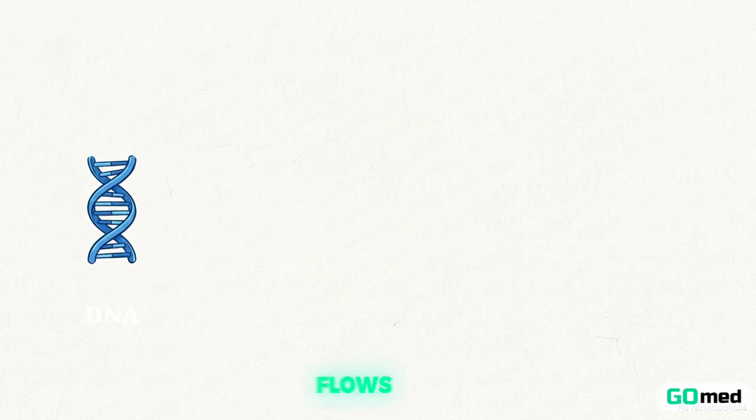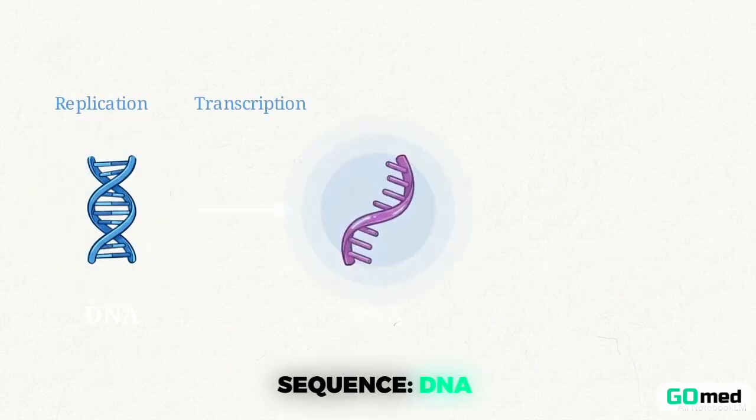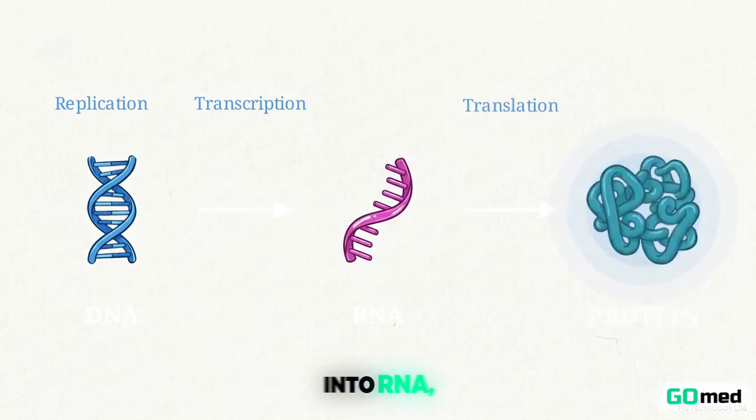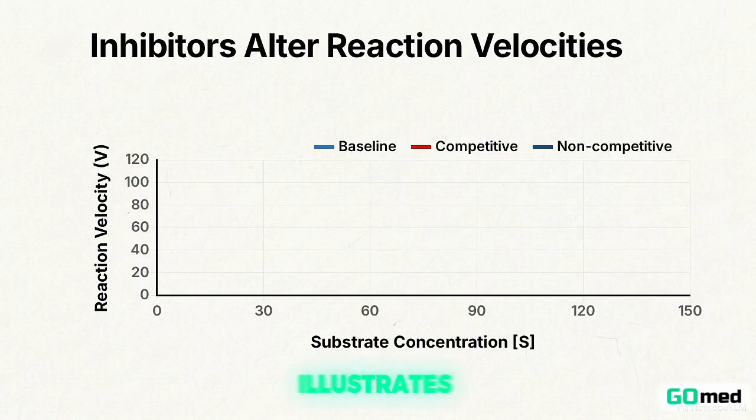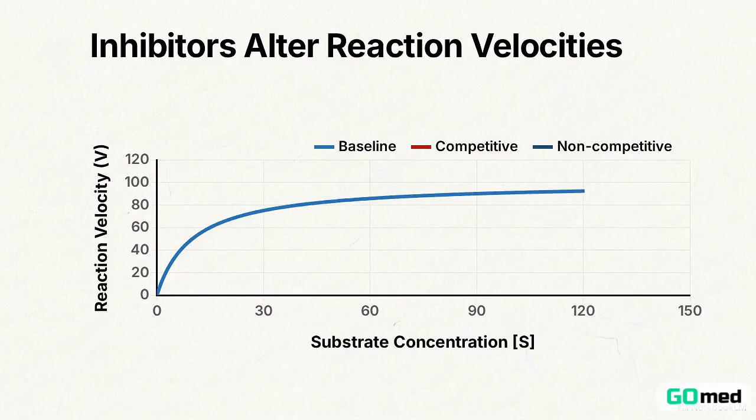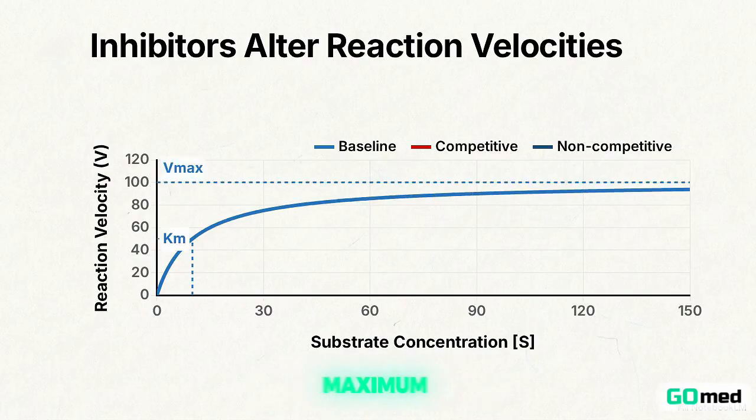Genetic information flows in a fixed sequence: DNA replication, transcription into RNA, and translation into functional proteins. This graph illustrates Michaelis-Menten kinetics, where reaction speeds are governed by maximum velocity, Vmax, and substrate affinity, Km. Inhibitors alter these parameters predictably.